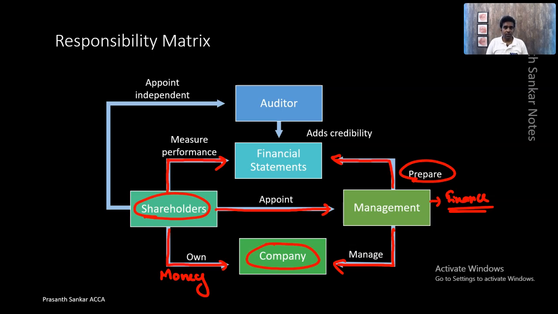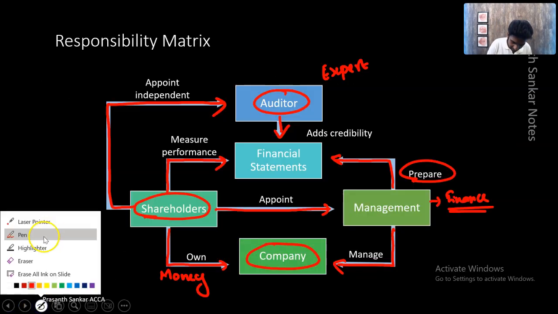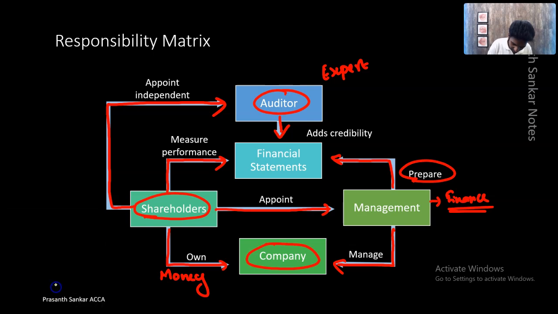And then they will appoint someone independent in nature. That is called the auditor. And the auditor, who claims himself to be the expert, he is the expert. He will read the financial statements, and what will he do? He will simply give his opinion or a report to the shareholder. As simple as that.